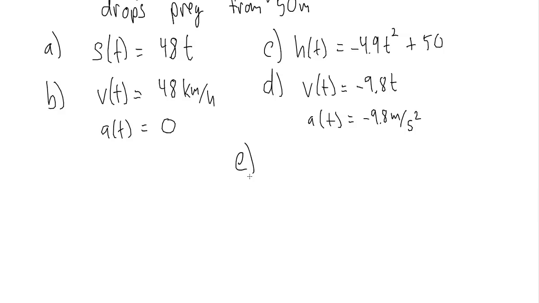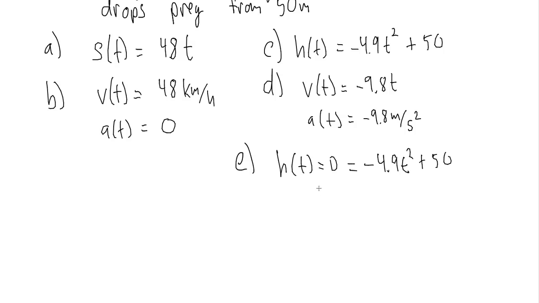Part E says, what is the prey's vertical velocity when it hits the ground? So that means I need to figure out when it hits the ground. That basically tells me when h of t is equal to 0. When is my height equal to 0? So that tells me negative 4.9 t squared plus 50 has to equal 0.